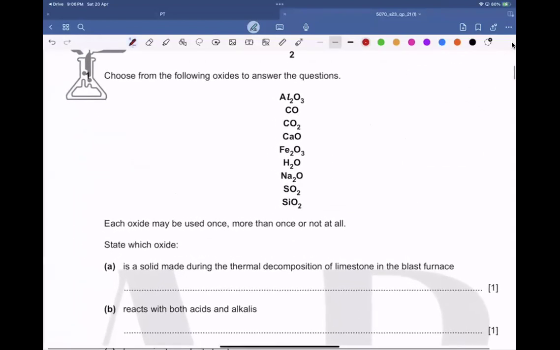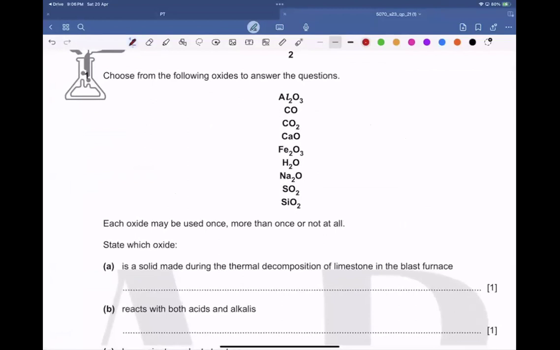Okay. So question number 1. From 2023 onwards, there is a new format of 80 marks and you have to attempt all the questions. Now question number 1: choose from the following oxides to answer the questions.